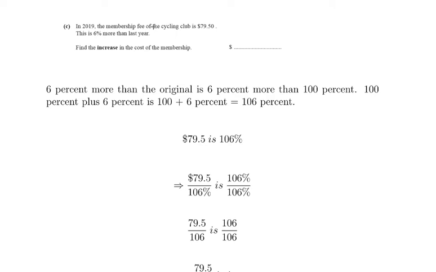The next question is, in 2019, the membership fee of the cycling club is $79.50. This is 6% more than last year. Find the increase in the cost of the membership.